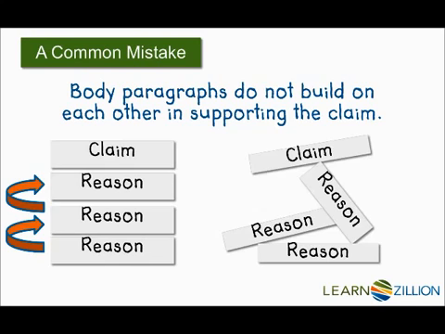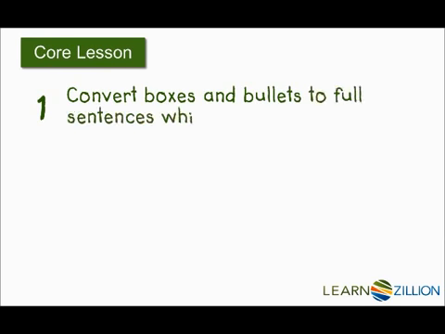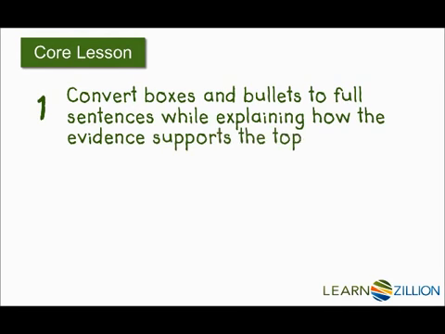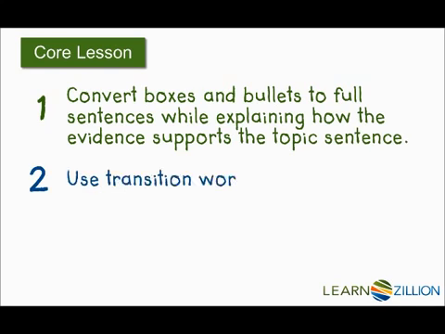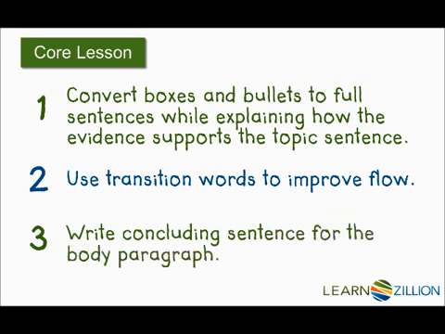So let's take a look at the steps that are going to help us build a solid body paragraph here. The first step, we're going to convert our boxes and bullets, which we already had planned for, to full sentences while explaining how the evidence supports the claim and the topic sentence. Then we're going to need to use transition words and phrases also to improve the flow, and then finally we're going to need to write a concluding sentence for the body paragraph. But this concluding sentence will actually tie that paragraph to the next one, and we'll see an example of that.